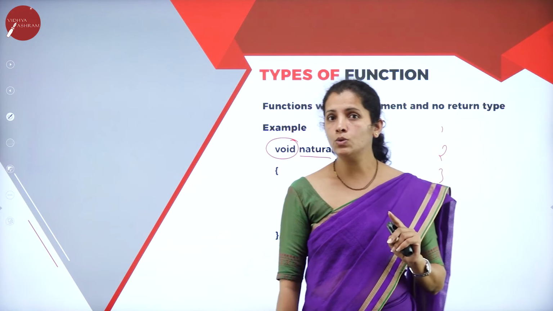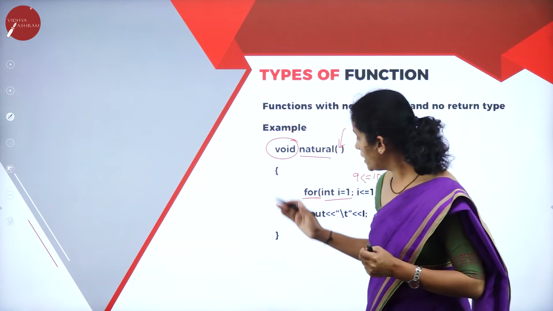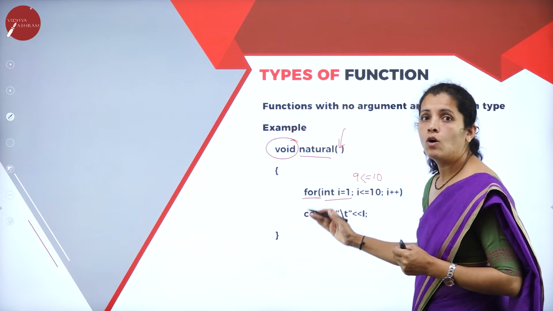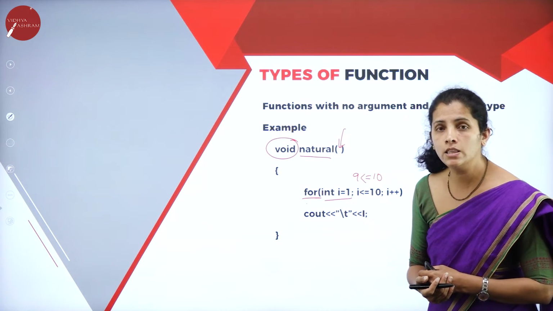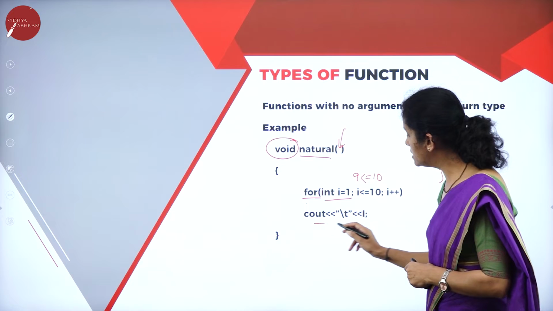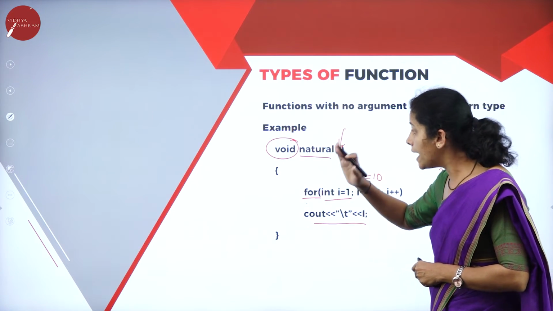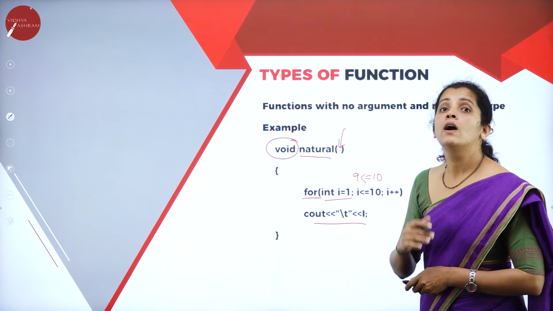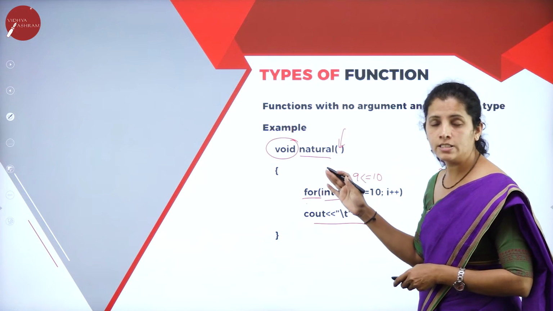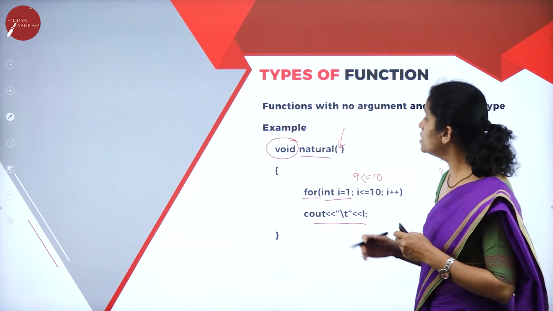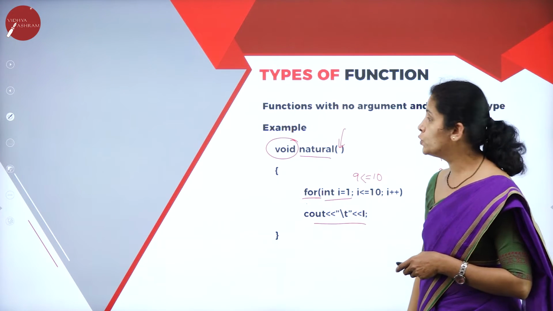the condition is false. So dear student, what you have to note here is that whatever the calculation or whatever the operation I'm going to perform, here itself I'm going to print the value, and I do not return any values to the other programs. So this kind of function is called a function with no return type and no argument.